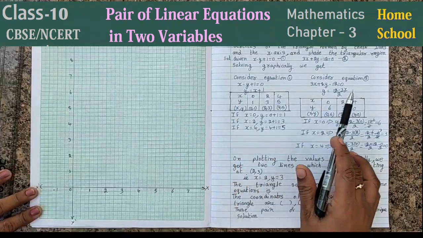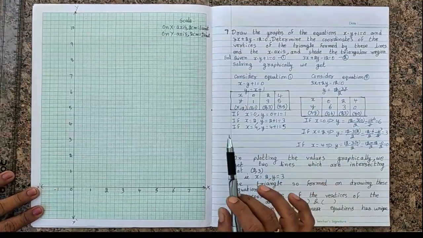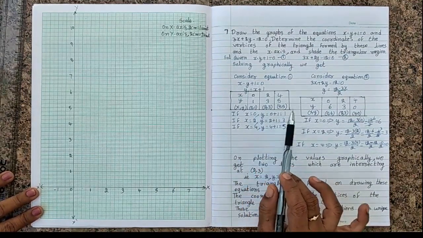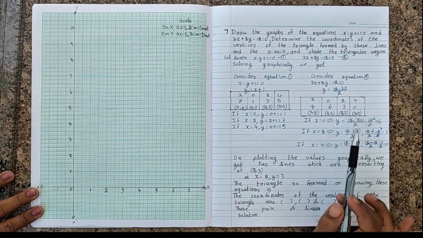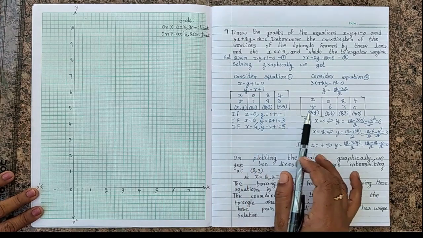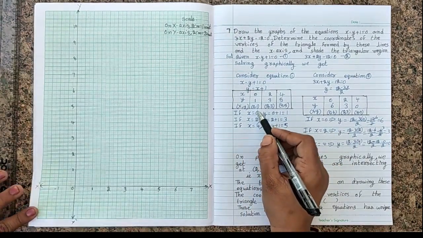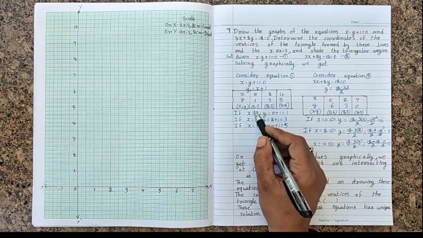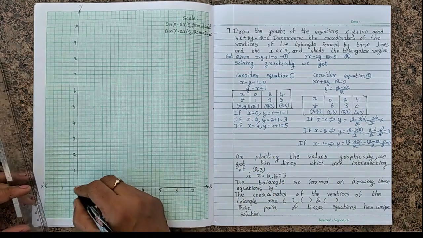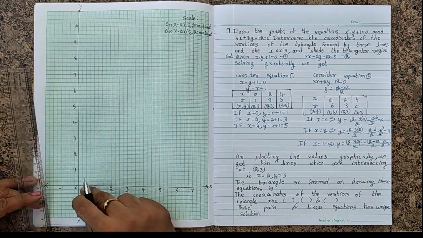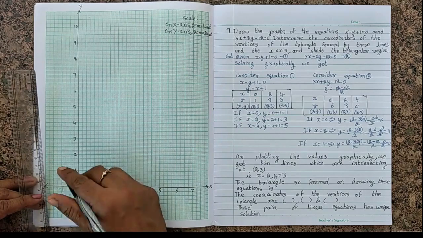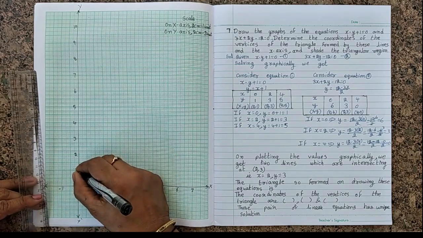Let's see the 7th problem on graph, children. As we have solved, we can see the two tabular columns here. Let's start plotting these tabular columns. See the first coordinate, what do you have? 0, 1. Where is 0, 1? 0 on x-axis, 1 on y-axis. Where do they meet? Here.